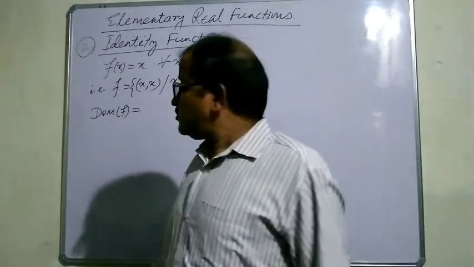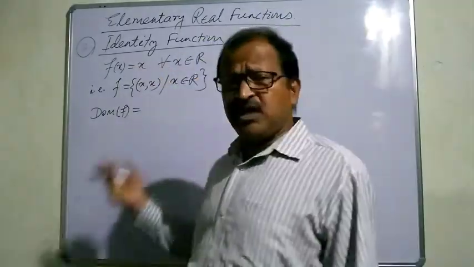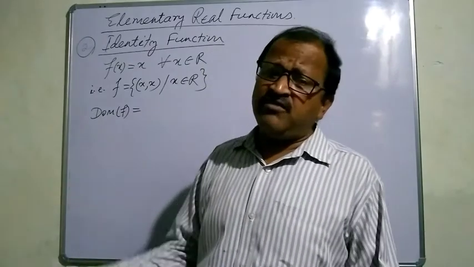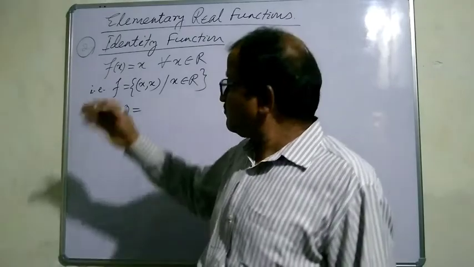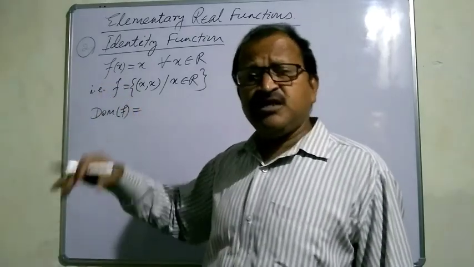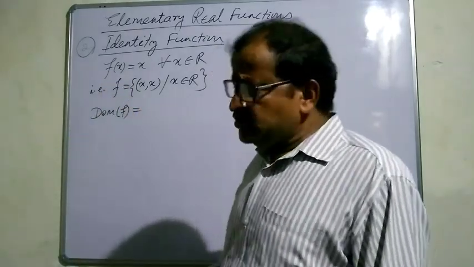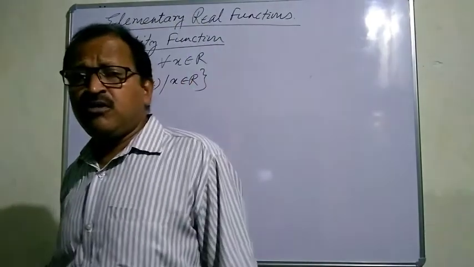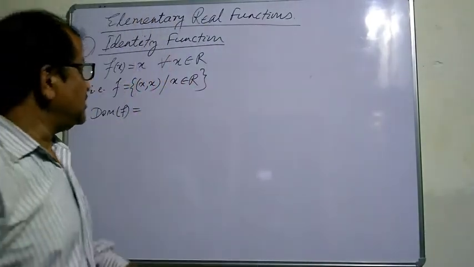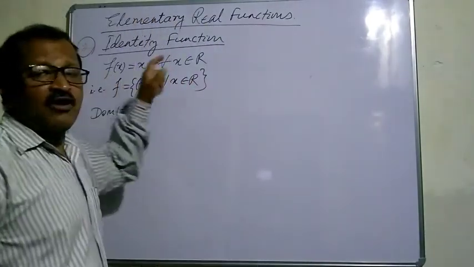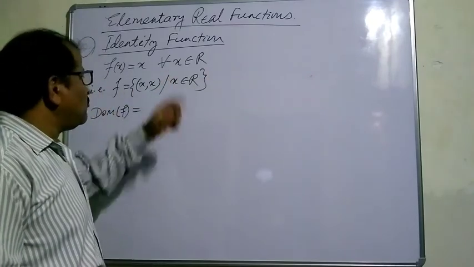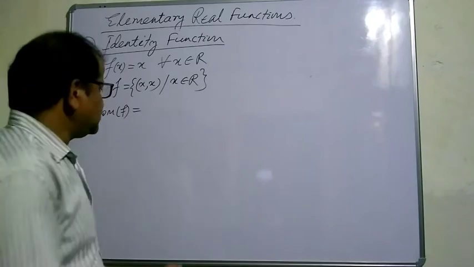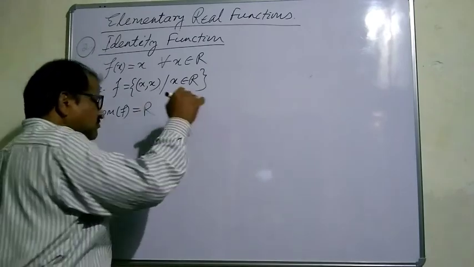So here you see f(x) is equal to x. If you give any value to x, the corresponding value of f(x) will be x. f of 2 is 2. f of 3 is 3. So whatever real value you give to x, you will get the corresponding value of f(x). So it is defined all over the set of real numbers.